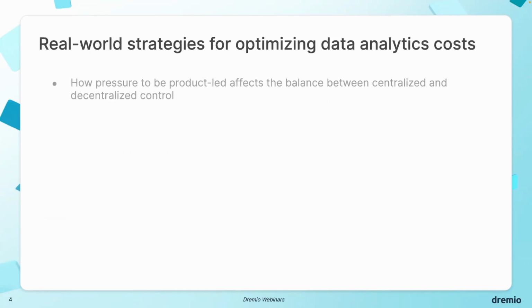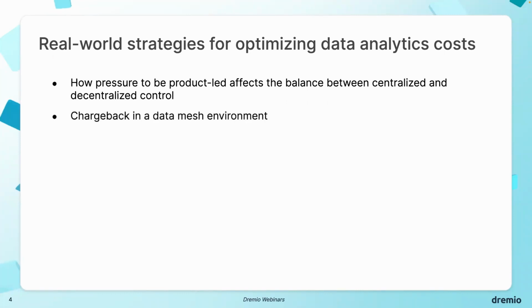Some of the topics we'll talk about are how the pressure to be product-led, in terms of data products and SLAs around data, affects the balance between centralized and decentralized control, and what that means for how you mitigate and control costs in that kind of world. In the same way, how do you manage chargeback in a more decentralized world, with decentralized ownership and a data mesh-like environment?